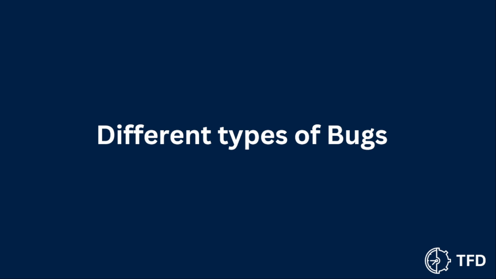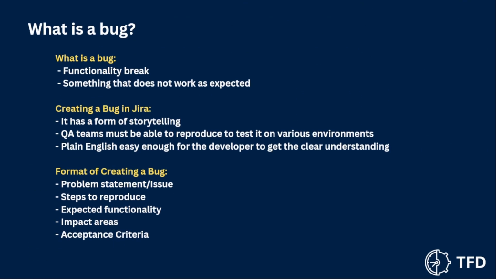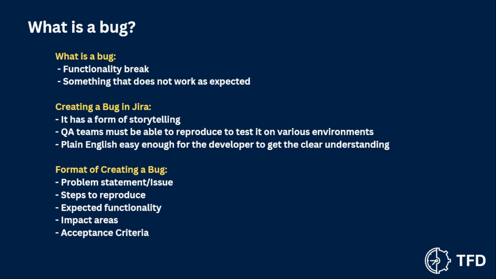But before we move ahead, let me just recap what we did in the last video. So we learned what a bug is. It is something that does not work as expected, and how it has to be in the form of storytelling, and how the QA teams should be able to reproduce it across the various environments. Additionally, we also learned the format of creating a bug.